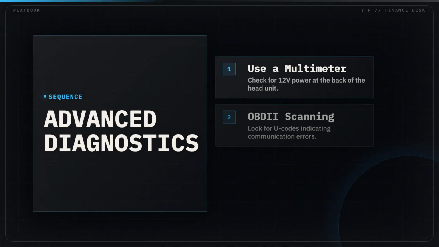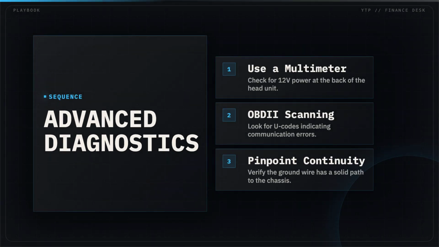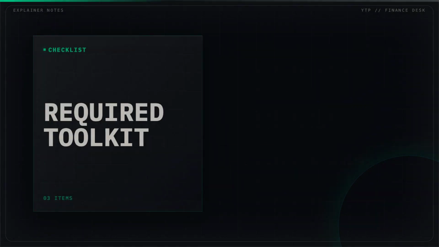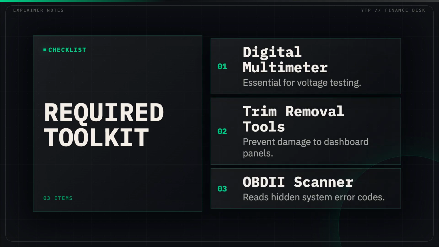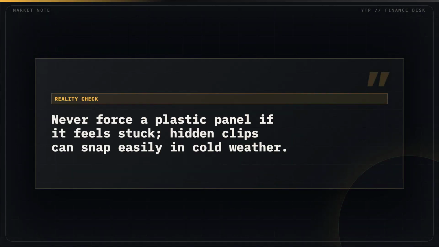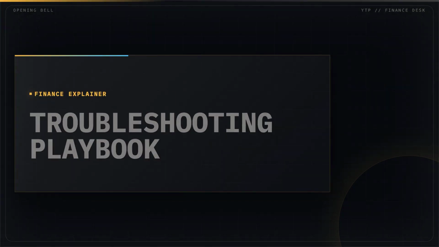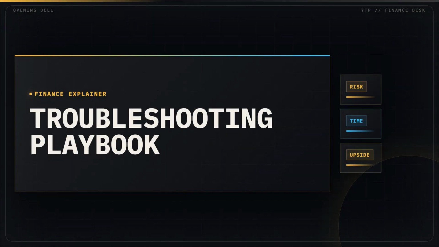Use a multimeter to check for power at the head unit and scan for communication codes to pinpoint the electrical break. To perform these tests, you will need a basic multimeter, nylon trim tools, and a capable OBD-I scanner. Remember, always work slowly when removing interior trim pieces to avoid snapping the plastic clips. Start with the simple electrical checks, and you will likely have your music and camera back in no time.